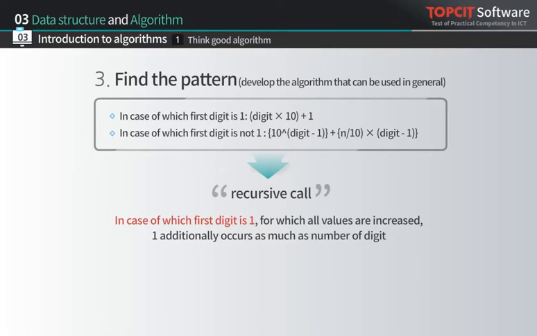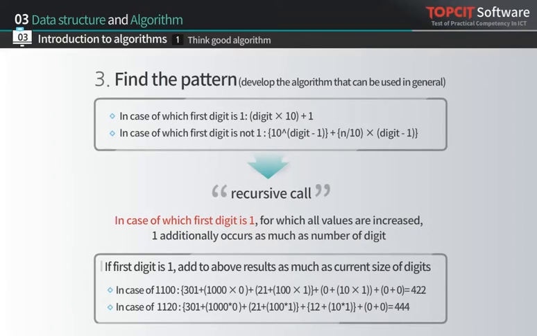In each recursive call, the case where the first digit is not 1 has nothing to do with this, but in the case where the first digit is 1, all values are increased, and an additional 1 occurs as many times as the number of digits. Therefore, if the first digit is 1, the following formula will be applied. The result of applying the above formula is added by the size of the current position. For example, if it is 1100, the formula makes it 422. If it is 1120, it is 444.